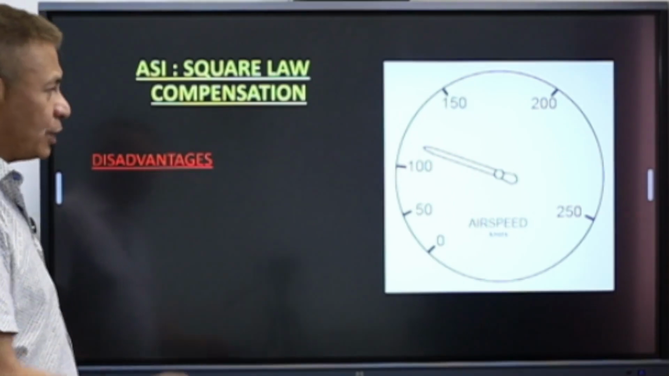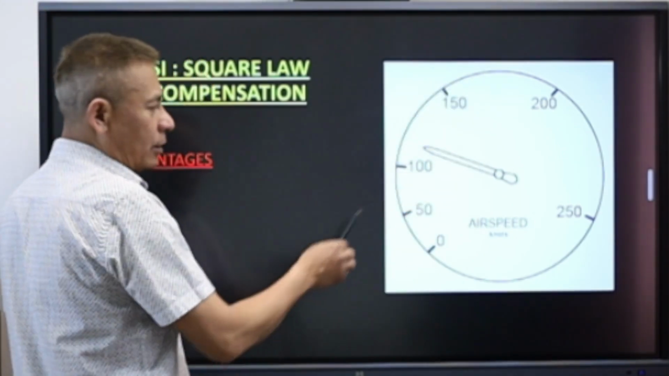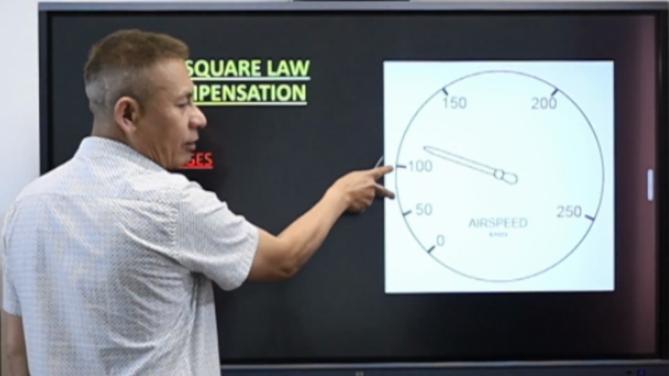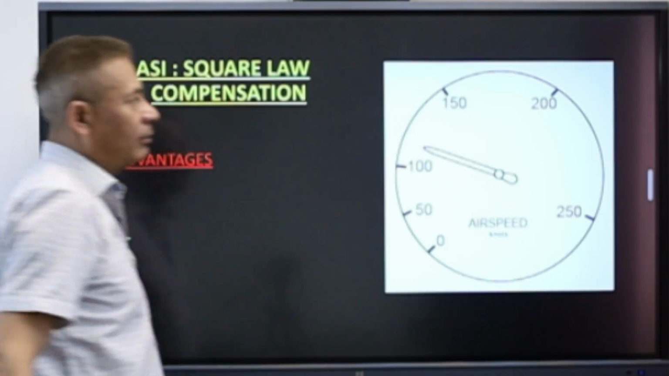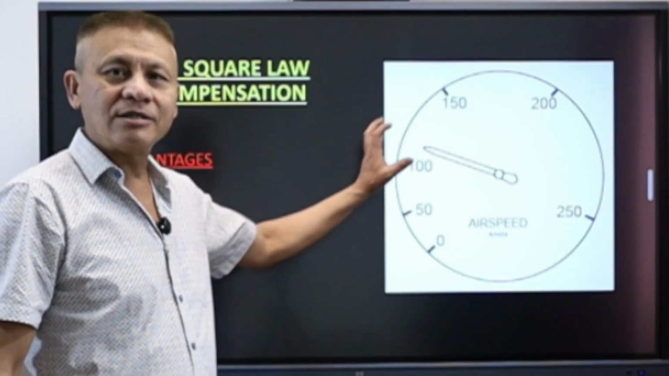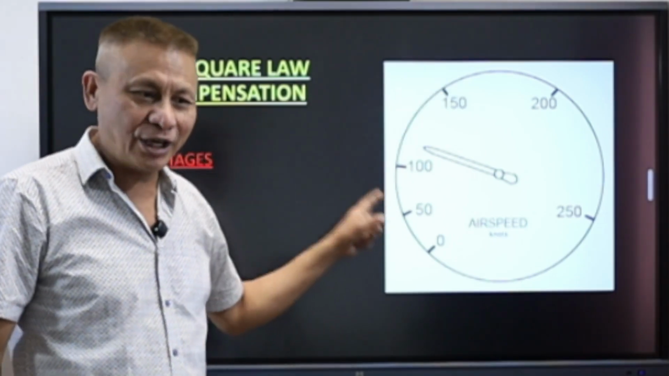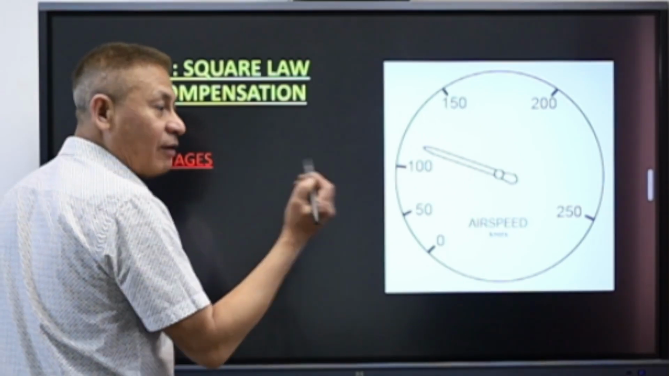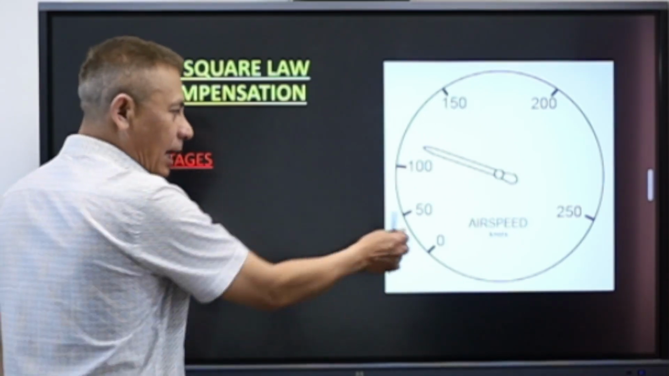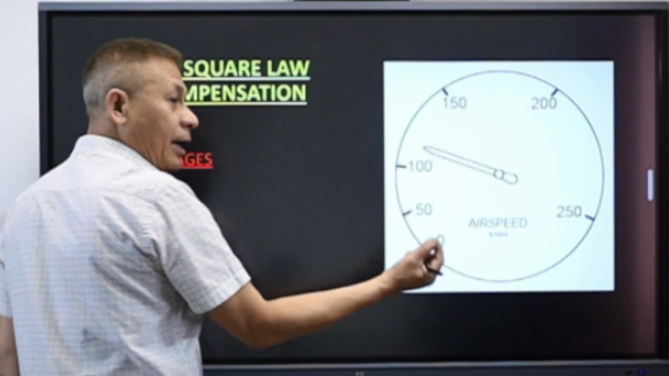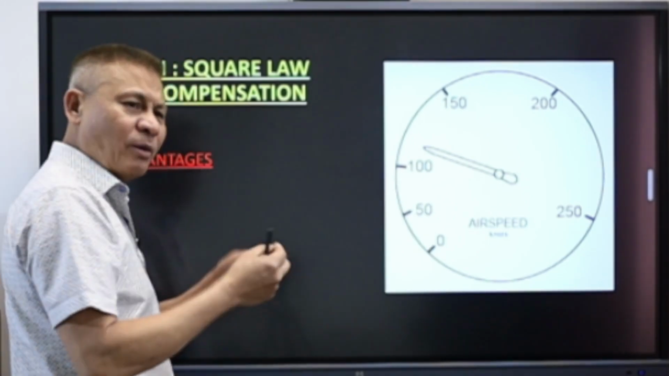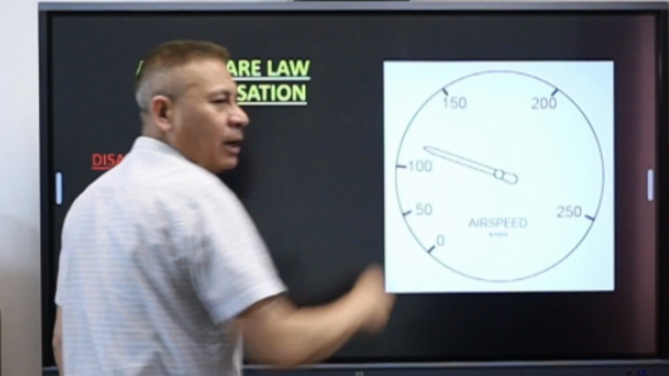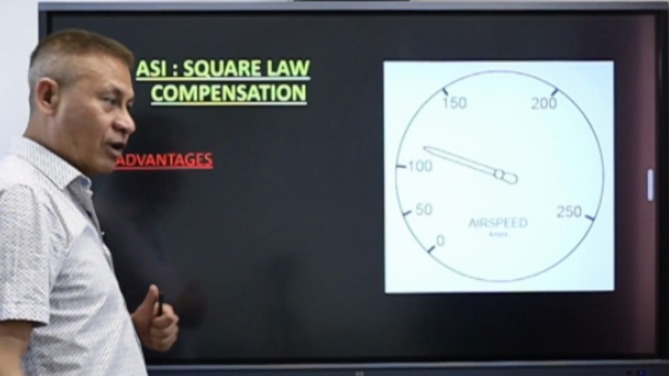So now if you see in this particular diagram, the gap between 0 and 50 as compared to 50 and 100, and 100 to 150, 150 to 200, the gap is steadily increasing. This is done in order to keep the dynamic pressure equal to half rho v square. At the lower speed, I indicate, move the needle a little bit. As the speed goes higher and higher, I'm going to be feeling a lot more pressure. So therefore, I need to compensate by increasing the gap between the calibration in an ASI.